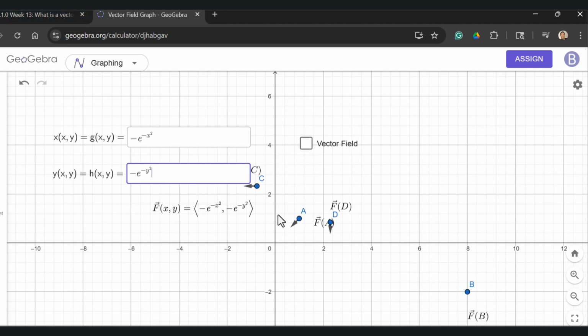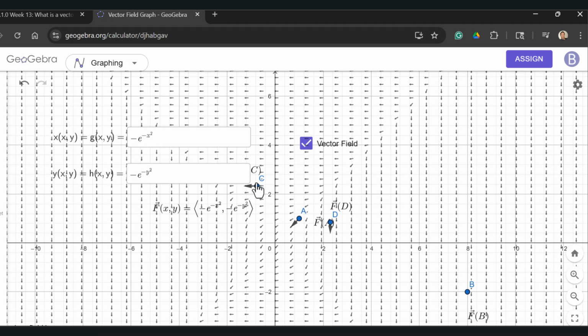For this vector field, I have the x and y components being functions of e to the negative x squared for the x component and e to the negative y squared for the y component. And you can see a weird sort of shape when you do that.